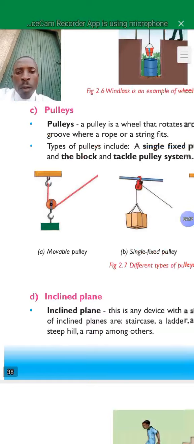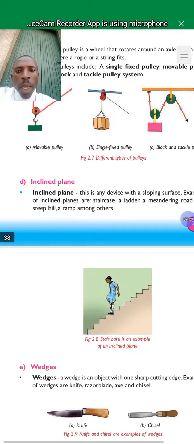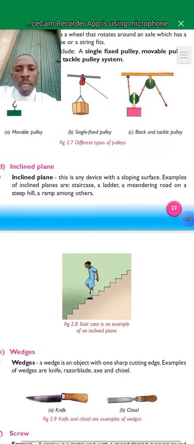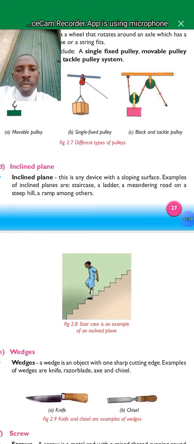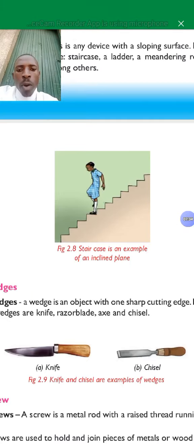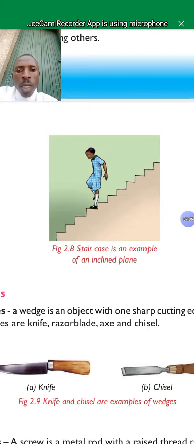Another type of simple machine is what we call an inclined plane. An inclined plane is any device with a sloping surface. Examples of inclined planes are a staircase, a ladder, a meandering road on a hill, and a ramp, among others. This is an example that shows how you rise or go down by using a staircase.